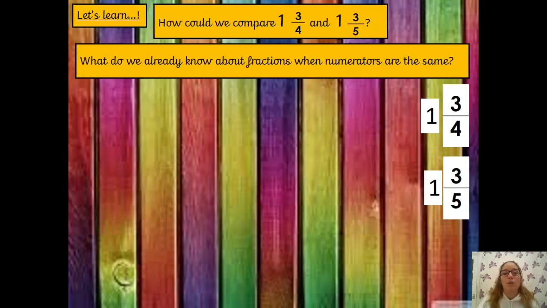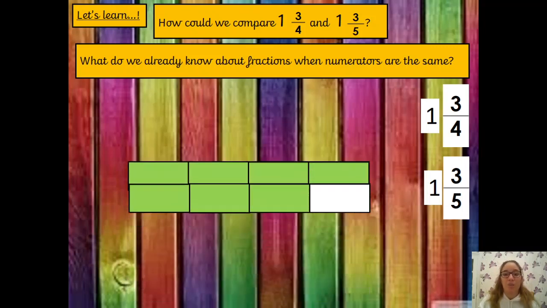How could we compare 1 3/4 and 1 3/5? What do we already know about fractions when the numerators are the same? If I had a chocolate bar and I split 1 into 4 pieces, 1 into 5 pieces, but I offered you 3 of those pieces, remember I said yesterday that the smaller the denominator, the bigger the fraction.